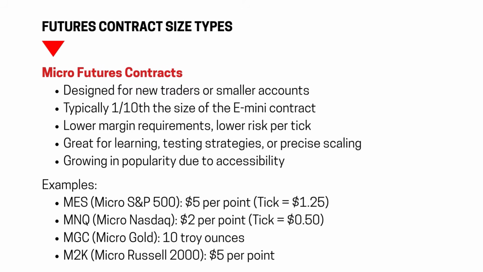And then we've got our last bucket, the micro futures contracts. They're designed for newer traders or pretty small accounts, normally about 1/10 of the size of the E-mini contract, but always check out the specs. Lower margin, lower risk per tick, great for learning and testing strategies or precise scaling. Very popular in the funded futures world as well, and as it said, they're growing in popularity due to accessibility. Some examples there, for example the top one, the MES, that's the micro S&P 500, which is $5 per tick, which is a tick size of $1.25.